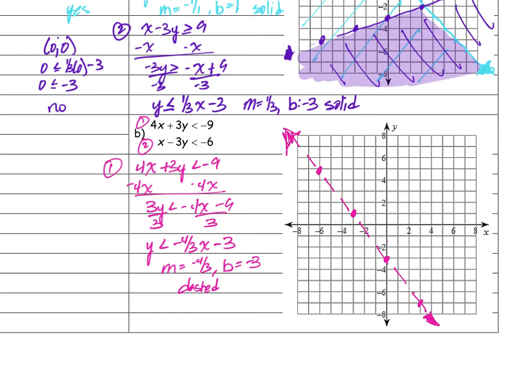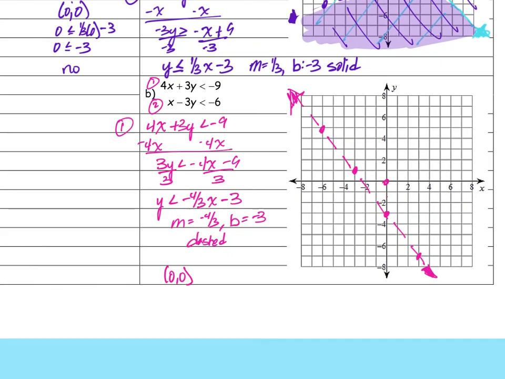Okay, pick a point not on that line. So I'm going to pick 0, 0. So I picked 0, 0, and I'm going to plug it in. I'm going to write down here in the margin: I've got 0 is less than -4/3 times 0 minus 3. So is 0 less than -3? No. So that means I shade this half of it.